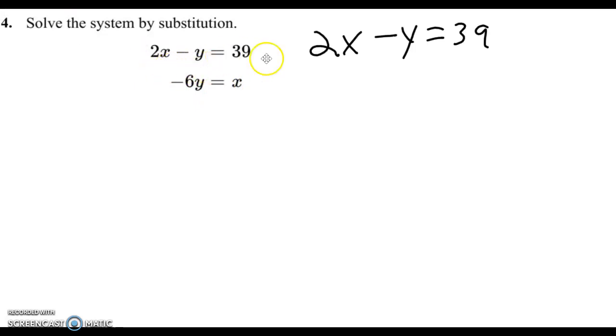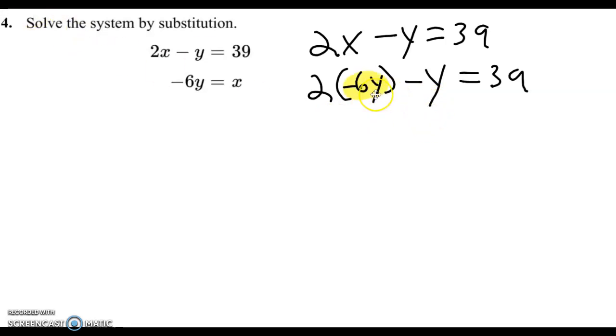I'm gonna write this bigger equation, and I'm gonna plug in or substitute the x here with negative 6y because x is equal to negative 6y. That way I'll have nothing but y over here. All right, I'm going to solve for y. So I'm going to plug in this negative 6y.